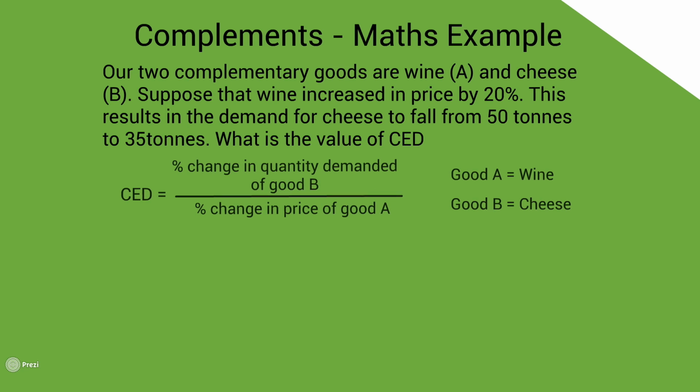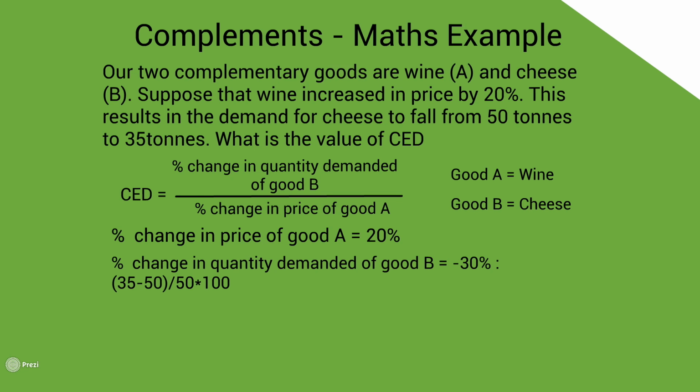So we've got the formula, which is percentage change in quantity demanded of good B, which is cheese, divided by the percentage change in the price of good A, which is wine. So the percentage change in price is given in the question, that's 20%. And the percentage change in quantity demanded of good B is minus 30%. We get minus 30% by doing the new quantity demanded, which is 35 tonnes, minus the original quantity demanded, which is 50 tonnes, divided by the original quantity demanded, and then we times it by 100. So it's 35 minus 50 divided by 50 times 100 gives you minus 30%.